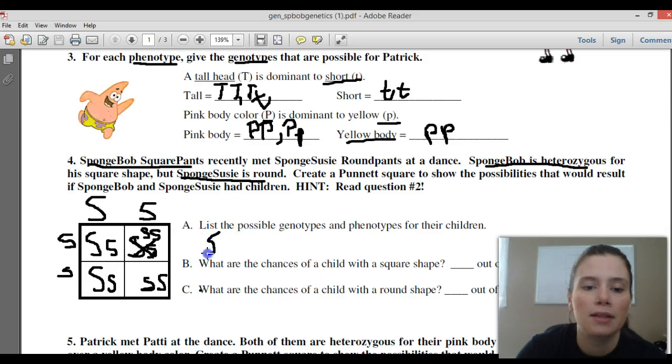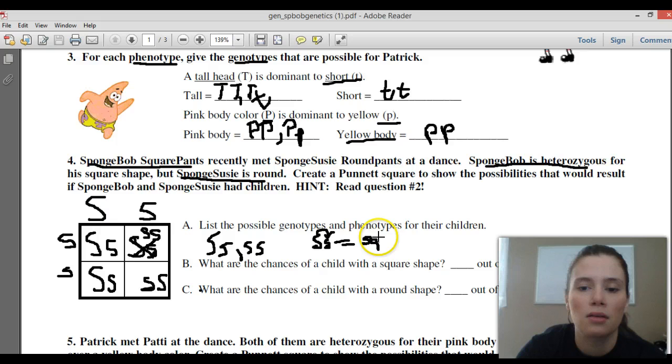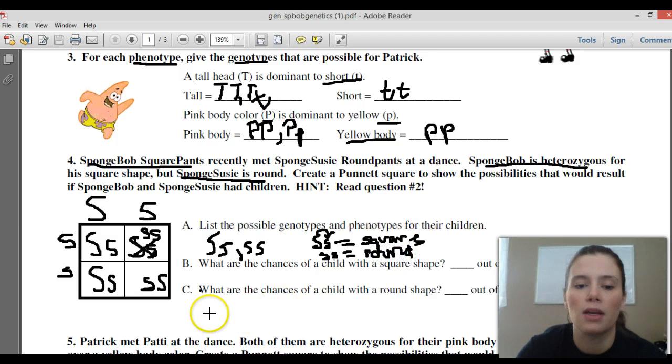Well, big S, little s, and little s would be the genotypes. And big S, little s is going to be a square shape because it has that dominant trait in it. It's going to dominate over the recessive trait. And here we have little s, and that's going to be round shape because those recessive alleles are going to show through, and that's going to be the phenotype.